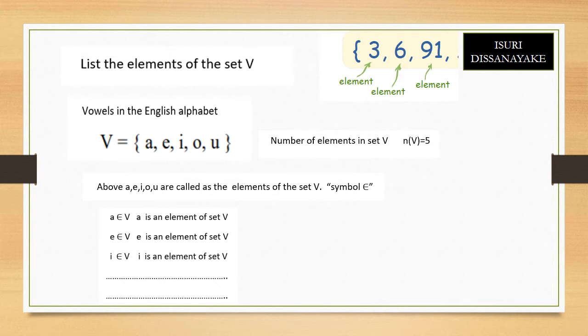You can fill the two blanks over here. And if you could count, there are 5 elements. 1, 2, 3, 4, 5. There are 5 elements in this particular set V. So we can write the number of elements in set V. This is how you write it in terms of sets. Number of elements in set V is equal to 5.